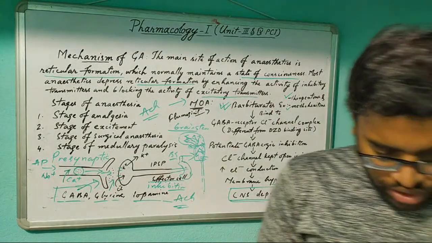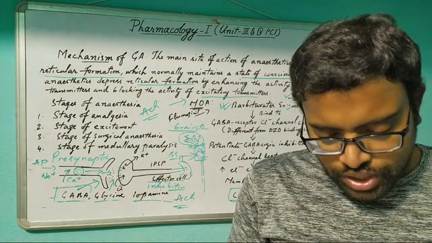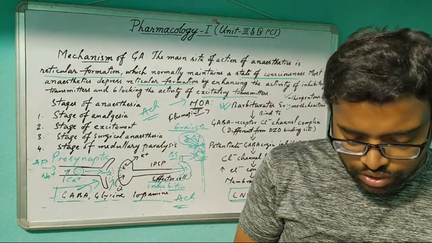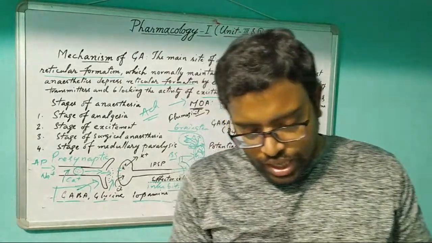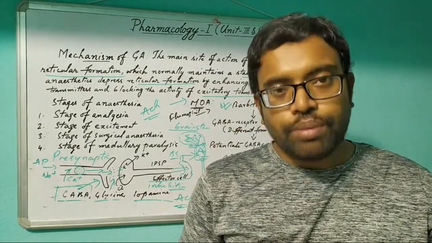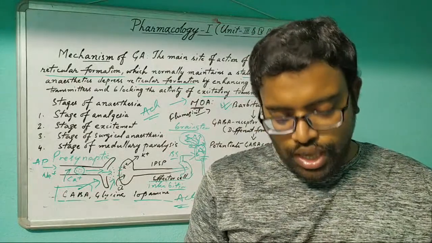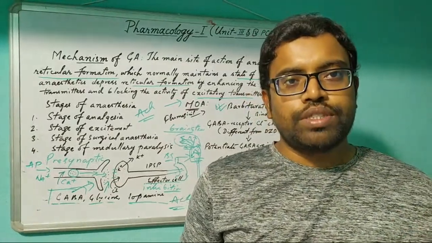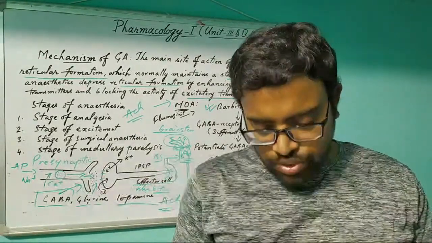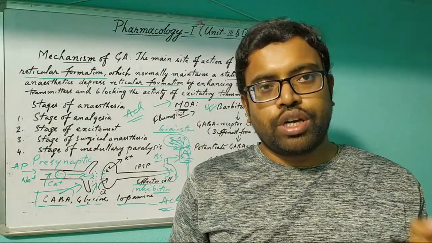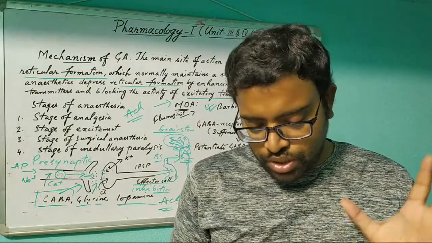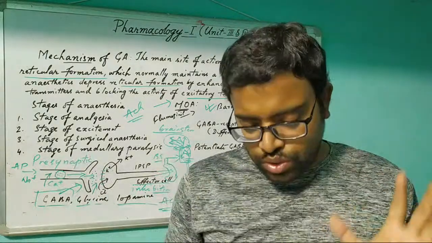In stage 1, analgesia, what will happen? The patient is conscious but drowsy, with analgesia and amnesia. Analgesia means lack of pain, or pain is totally removed. Amnesia means memory loss; he or she won't remember what is going on and can't feel any pain. With amnesia, the brain's memory cells stop working.